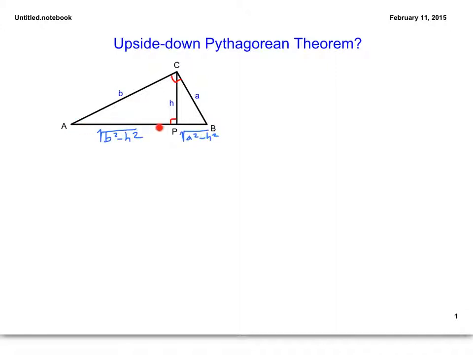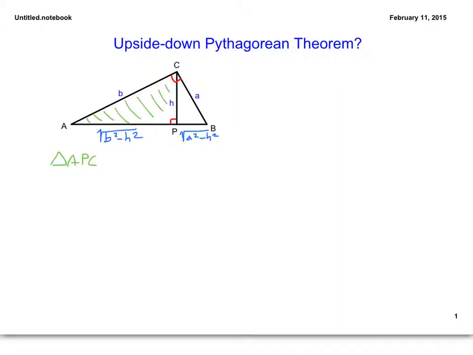So this portion here, that's this right triangle, square root of b squared minus h squared, and over here the hypotenuse a squared minus h squared is this squared, so we get that. Now, I'm going to start setting up some relationships.